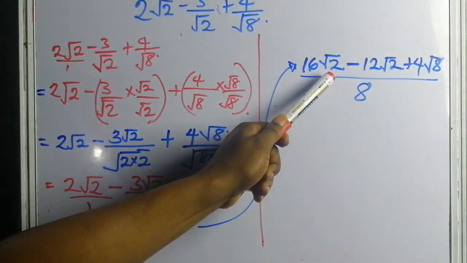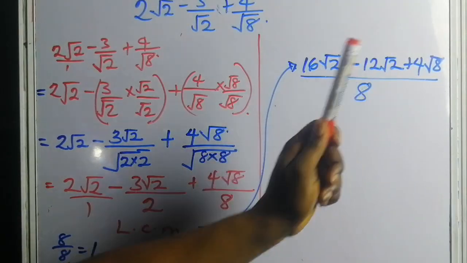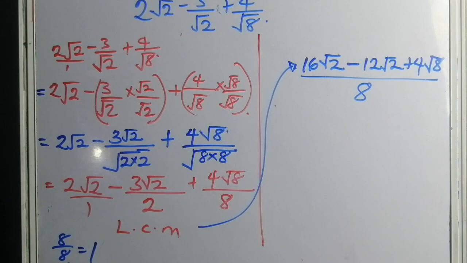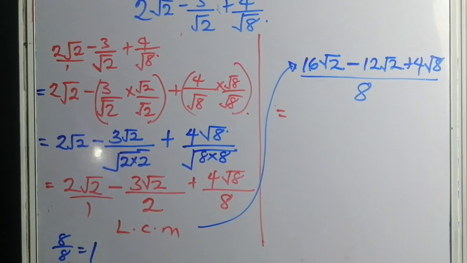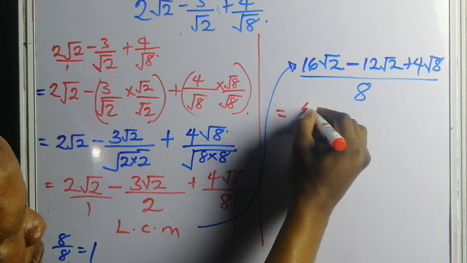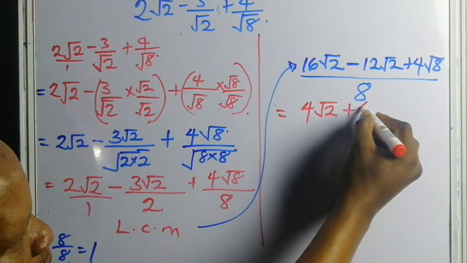Inside the square root, the same number here, root 2, root 2, 2, 2. I can subtract it because they have the same number. You can see how simple it is. So it means at the end of the day, I will have 16 minus 12 will give me what? 4 root 2.